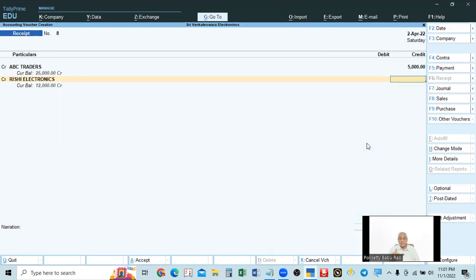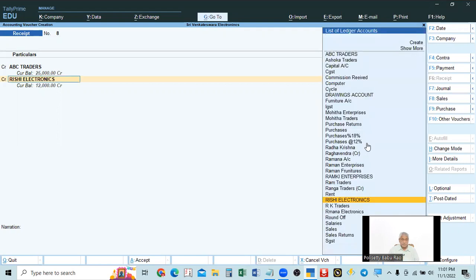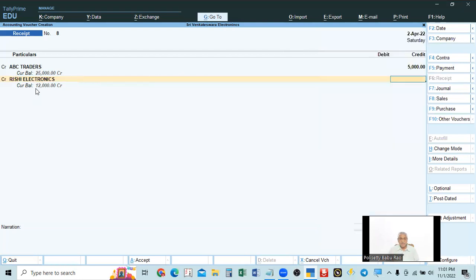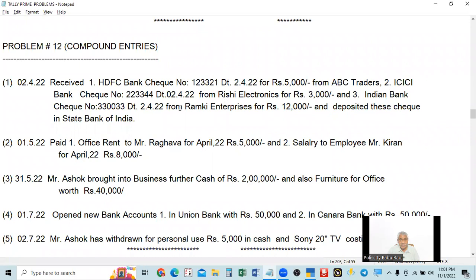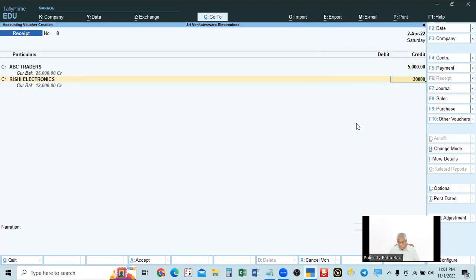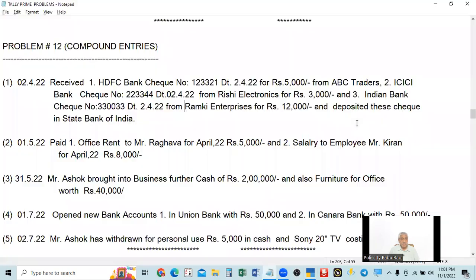Rishi Electronics. If there is no account, then we have to press Alt C. See here, we have to press Alt C and create the account, or in the list of ledger accounts on the top, we can find create. You can click that also to create the ledger, or by pressing Alt C. Then the window will be ledger creation, secondary. So this Rishi Electronics, we received a check for 3,000 rupees. Details we will give later.